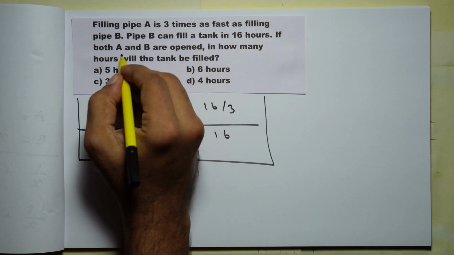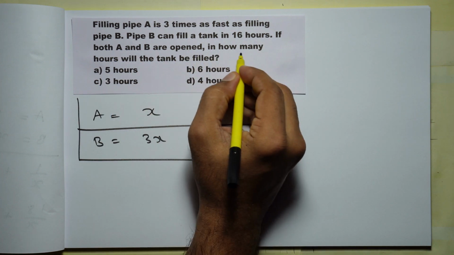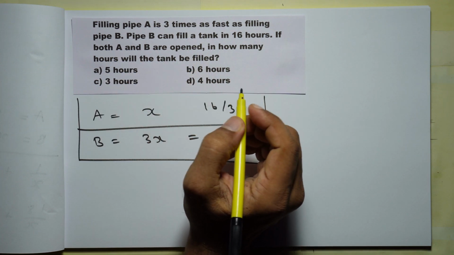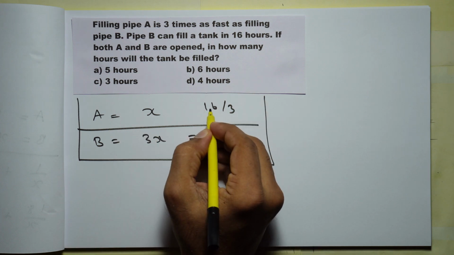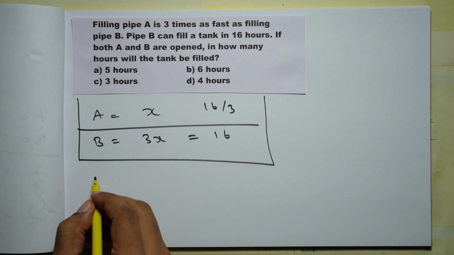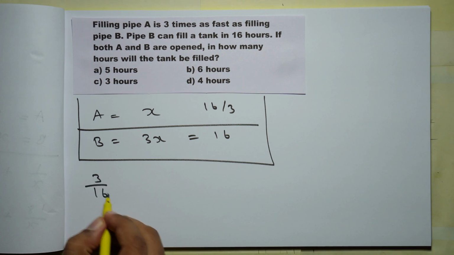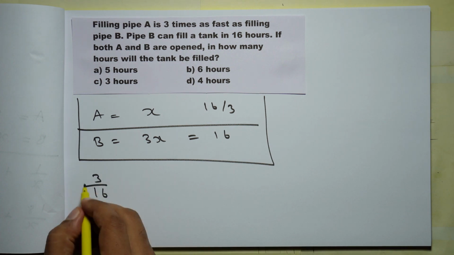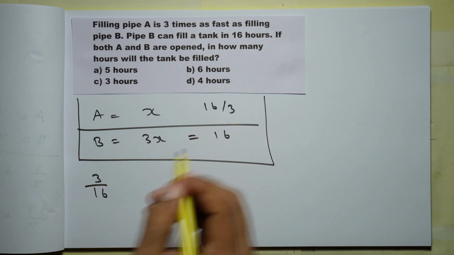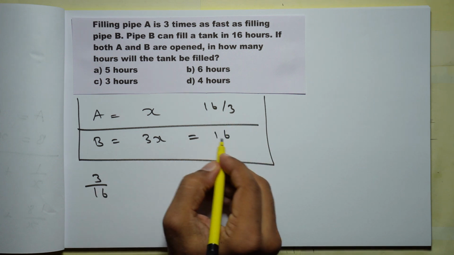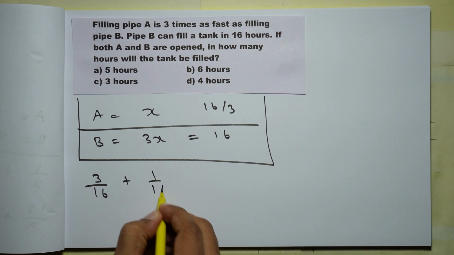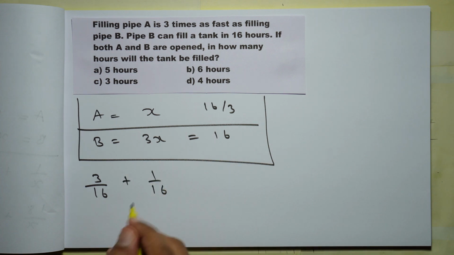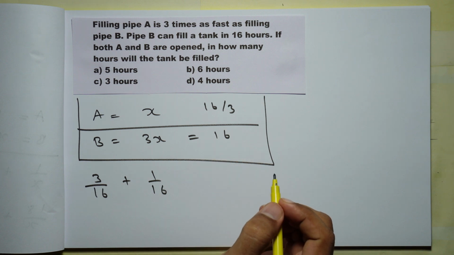Now the question is, if both A and B are opened, in how many hours will the tank be filled? Now A can fill the tank in 16 by 3 hours. So every hour A will fill 3/16 of the tank. Like that, it will be fully filled in 16 by 3 hours. B can fully fill the tank in 16 hours. So every hour B will fill 1/16 of the tank. Like that, it will be fully filled in 16 hours.